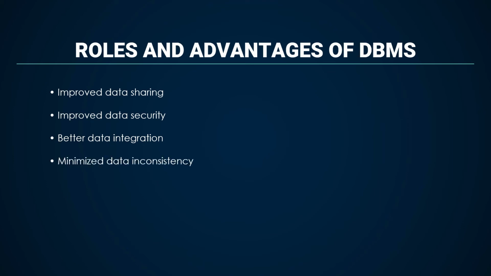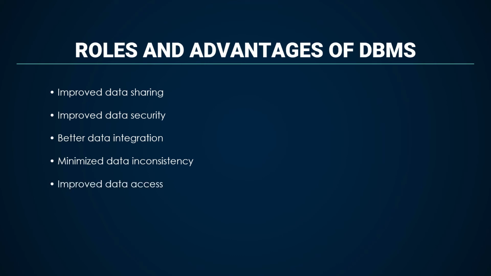Next is minimized data inconsistency. Data inconsistency exists when different versions of the same data appear in different places. For example, data inconsistency exists when a company's sales department stores a sales representative's name, such as John de la Cruz, and the company's personnel department stores that same person's name as Peter de la Cruz. The probability of data inconsistency is greatly reduced in a properly designed database.